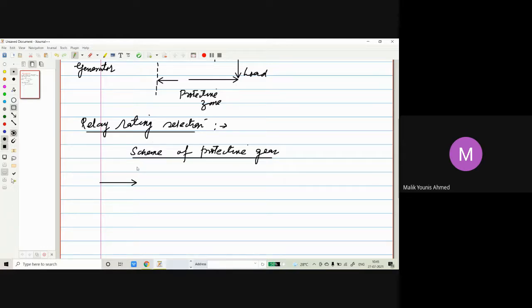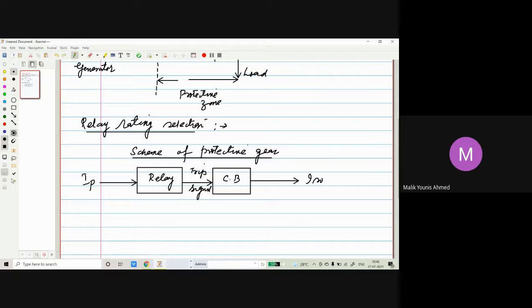Then we have a relay followed by the circuit breaker. So this is your pickup current. I will talk about this current. This is the relay, and in case of abnormality a trip signal will be issued by the relay. This is the circuit breaker, and then isolation of the faulty part will occur.